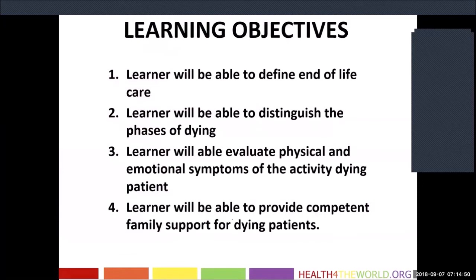So the objectives, I would like you to be able to define end-of-life care, because sometimes that's difficult. Patients and families will ask you exactly what that is. And it can be a kind of a nebulous concept to conceive of. Distinguish the phases of dying. So you actually recognize when your patient's dying. You think that you would know, but sometimes it can be elusive. You'll be able to evaluate physical and emotional symptoms of the actively dying patient. If you can evaluate them, that means you'll be able to treat them, and you'll be able to provide competent family support for people who are dying as well as their families.